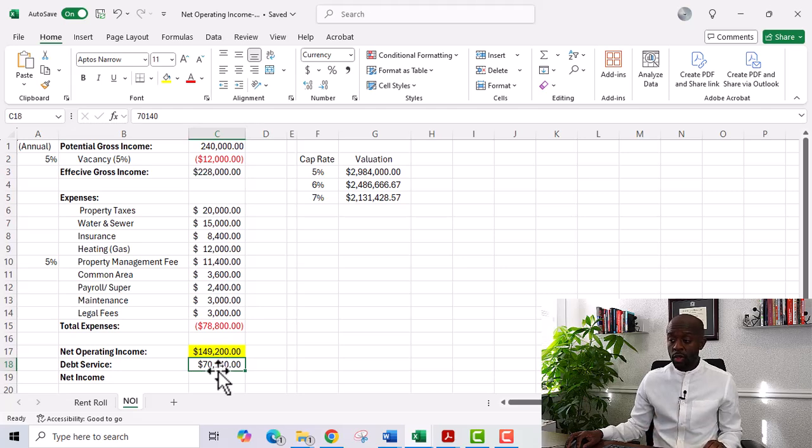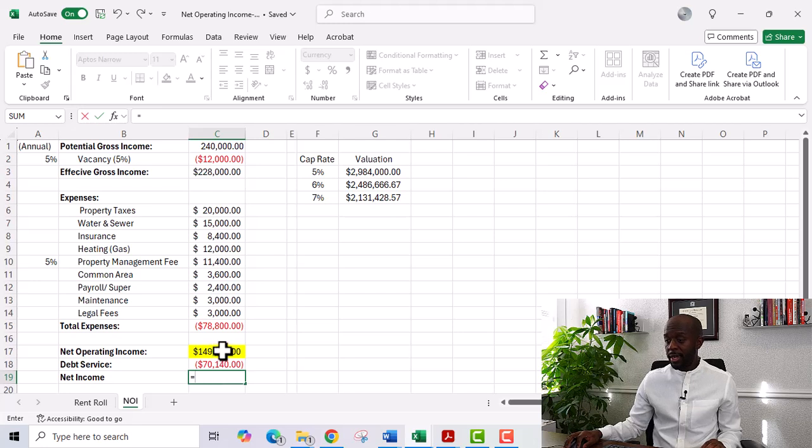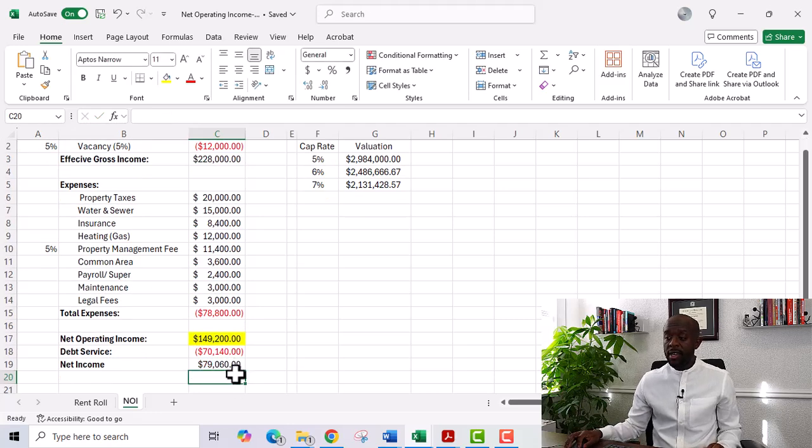So what we'll do next is we're going to go ahead and arrive at our net income. In order for us to get to our net income, we're going to take our net operating income and we're going to subtract our debt service. And that's essentially going to bring us to our property's net income. All right, so that's going to be how you calculate the property's net income.